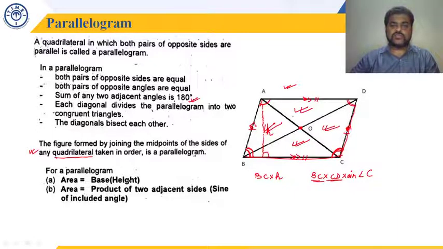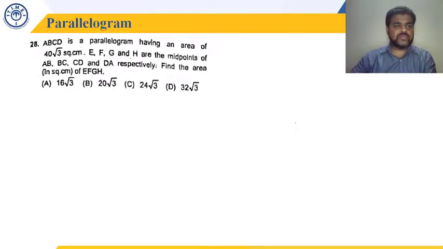All these four triangles that you see will have equal areas. Fine. Okay, let's look at a problem based on parallelogram. The question says ABCD is a parallelogram having an area of 40 root 3 square centimeters. E, F, G, H are the midpoints of sides AB, BC, CD and DA respectively. The question is asking you to find the area of the quadrilateral EFGH.